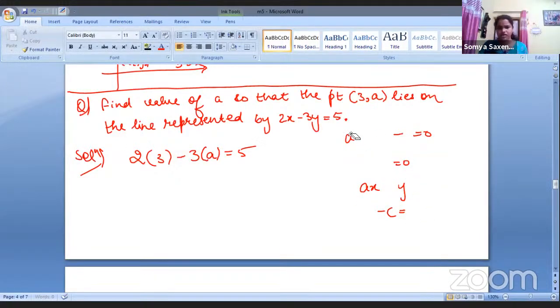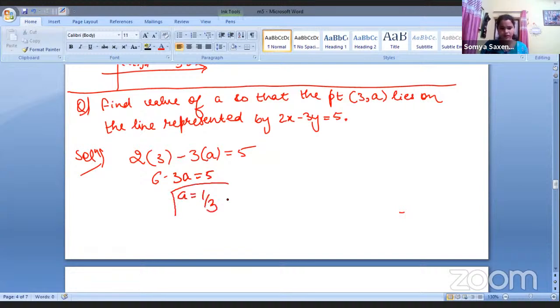Okay. So talking about what we have here, it's very, very simple. 6 minus 3a is 5. So a's value is 1 by 3. 1 by 3. Okay, cool. Let us move to the next question.